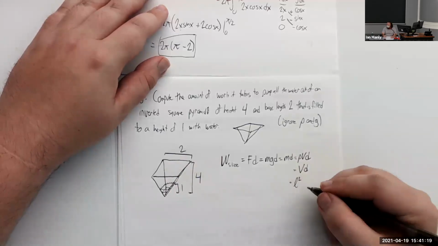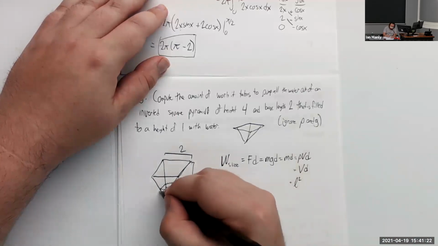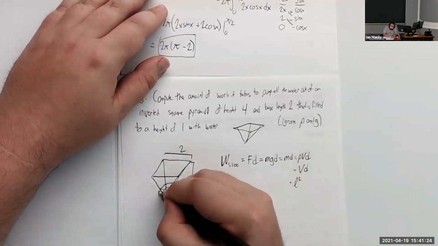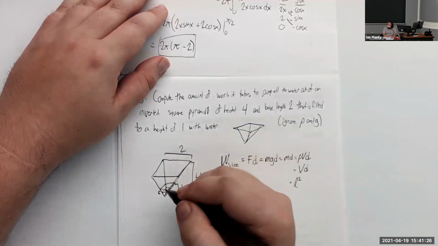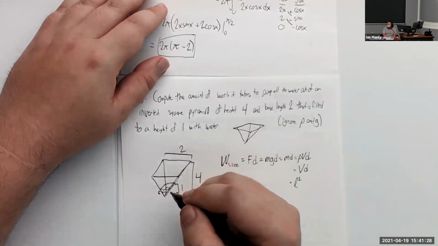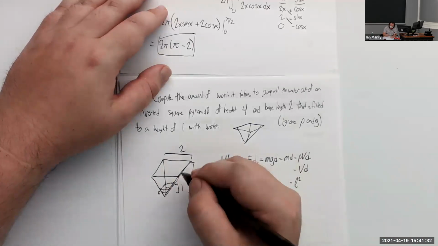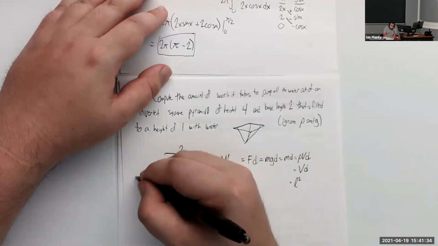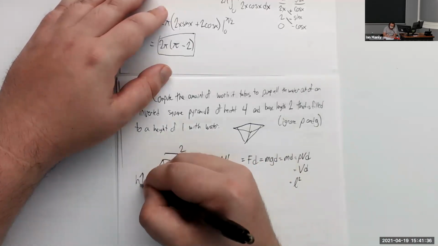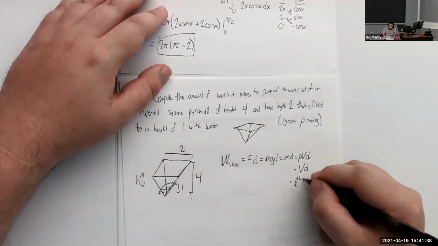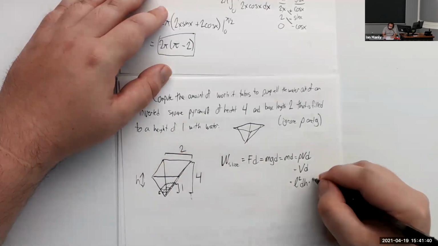And then what do you think I'm going to call the height of this very thin, teeny little rectangle here? What do we usually call this? That's right, it's going to be dh. And that means I'm going to call the variable going up and down h. So it's L squared dh. And then we still haven't done the distance yet.